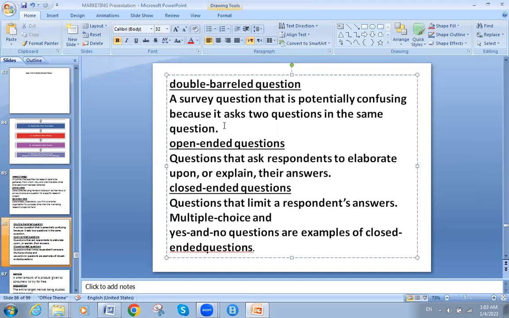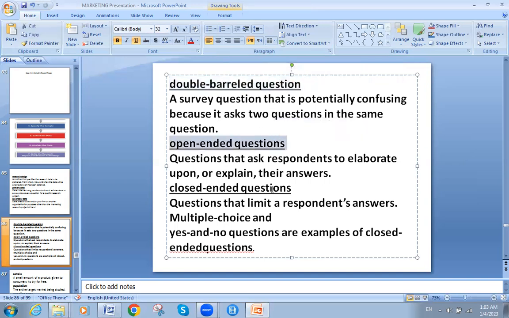"Do you like to drink soda?" will be one question. And "What kind of soda do you like to drink?" will be another question. But don't put both questions together. If you put two or more questions in one question, we call it a double-barreled question.